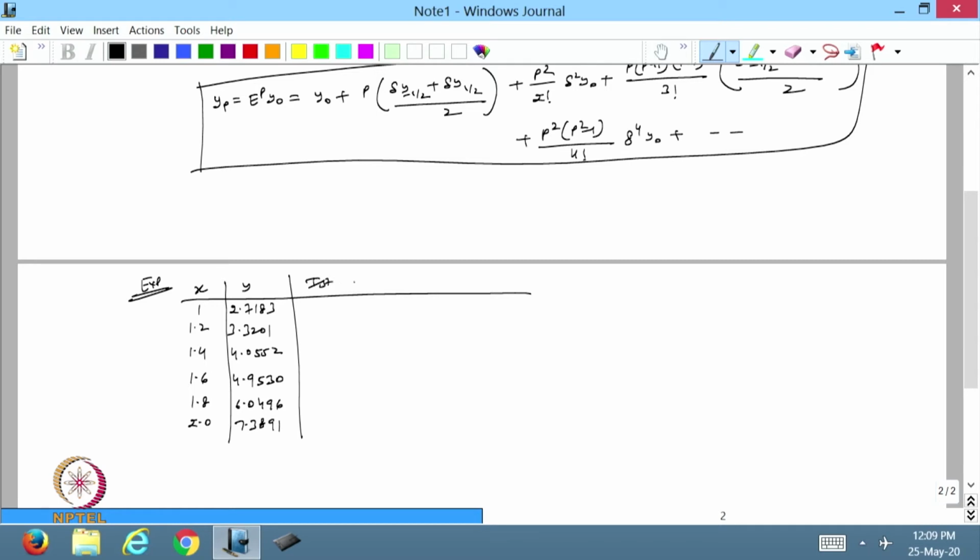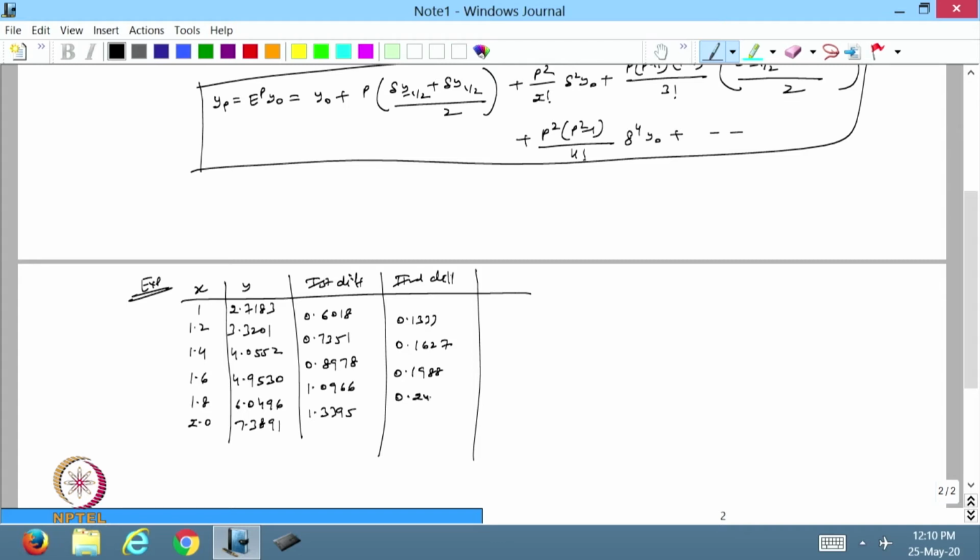Now, I will make the difference table. So, I will write the first difference. Again these are the 6 values: 0.6018, 0.7351, 0.8978, 1.0966, 1.3395. Then I take the second difference. So, the second difference will be 0.133, 0.1627, 0.1988, 0.2429.